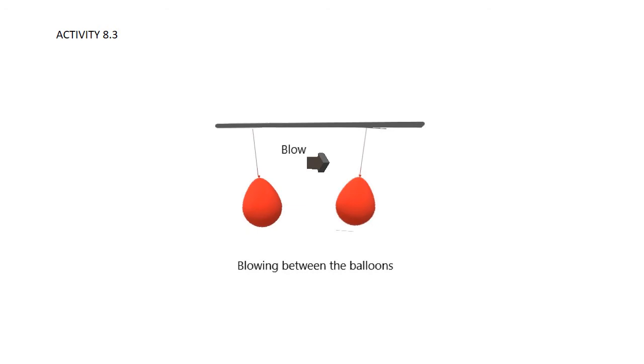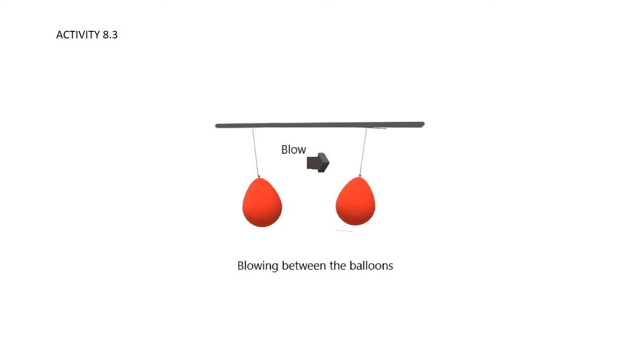Now, next activity, activity 8.3, blow the balloons. In this you have to take two balloons of approximately equal size, put a little water into the balloons, blow up both the balloons and tie each one to a string.